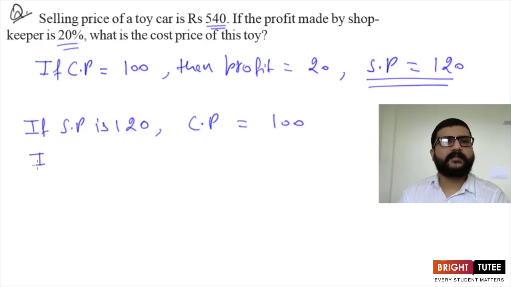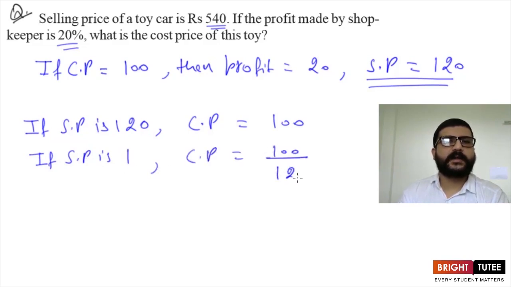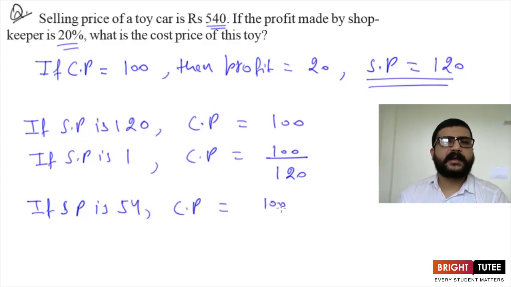Now what if SP is 1? If SP is 1, then cost price will be 100 upon 120. Now here the SP given is 540. So let's write it. If SP is 540, then CP will be 100 upon 120 into 540.